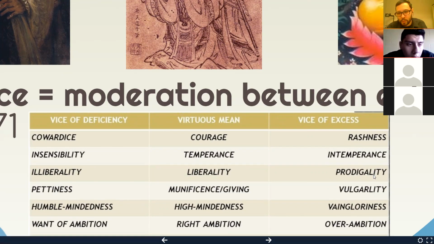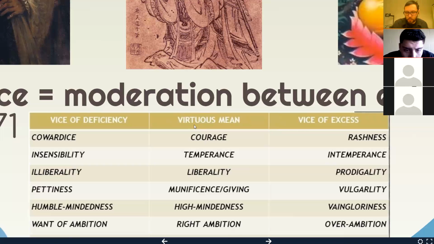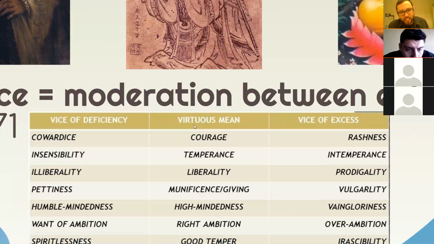Someone who just runs in without thinking about it is too rash, right? That's too much courage. You're sort of foolhardy, right? The appropriate amount of courage is the virtuous middle. Aristotle says that what you want to have is not too much and not too little, but just the right amount. It's sort of the Goldilocks view of ethics.